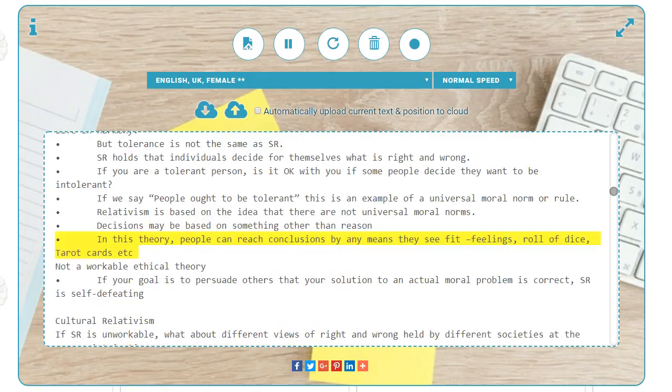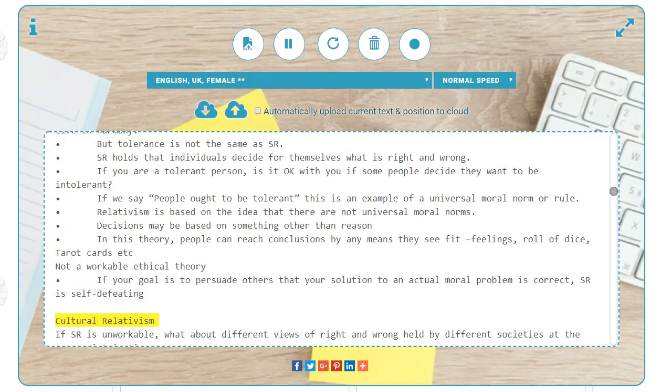In this theory, people can reach conclusions by any means they see fit: feelings, roll of dice, tarot cards, etc. Not a workable ethical theory. If your goal is to persuade others that your solution to an actual moral problem is correct, it is self-defeating.